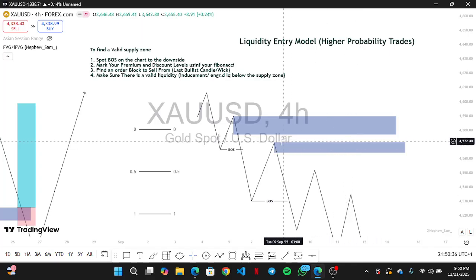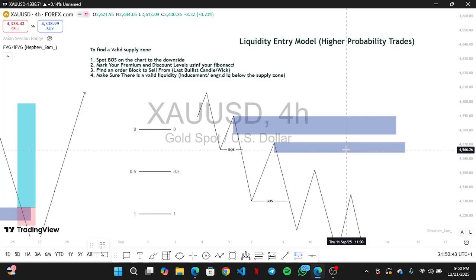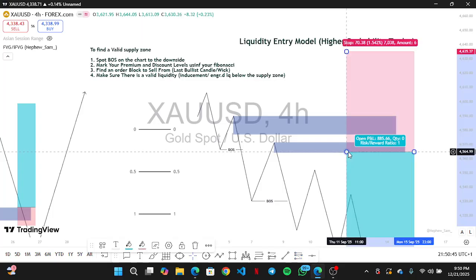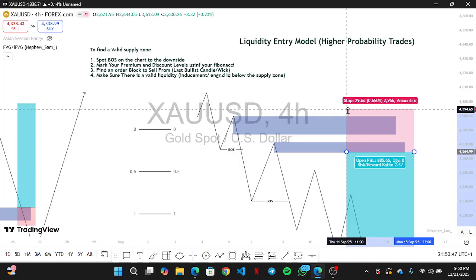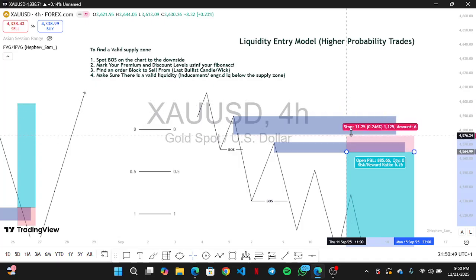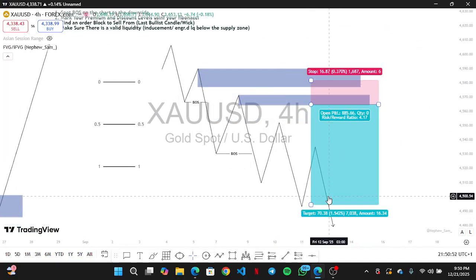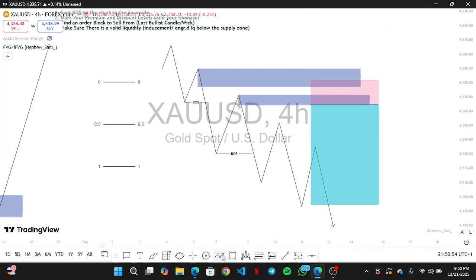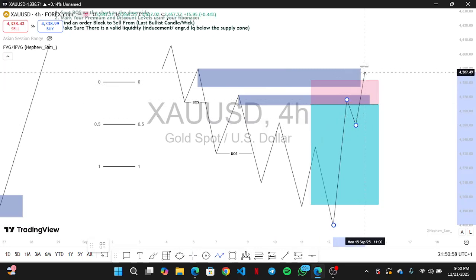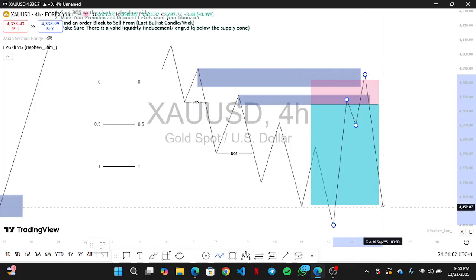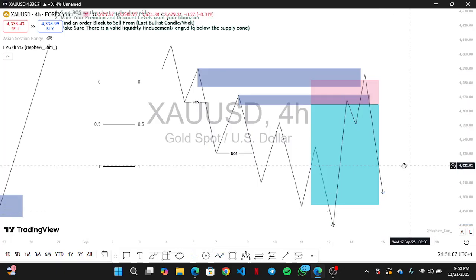For instance, this is an inducement because people will be selling from here. The early sellers begin selling from here, and they will get taken out. Price will take them out, and they will lose their money. This is what will happen. Price will come in here, react a bit, then do something like this, enter this OB, and then finally sell off down. This is what price will do.